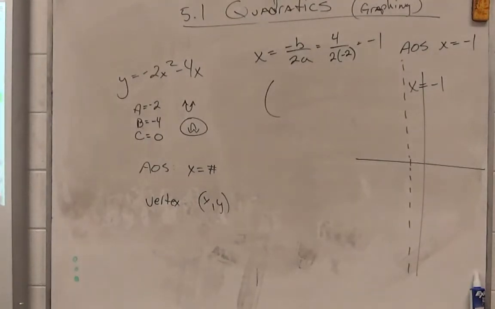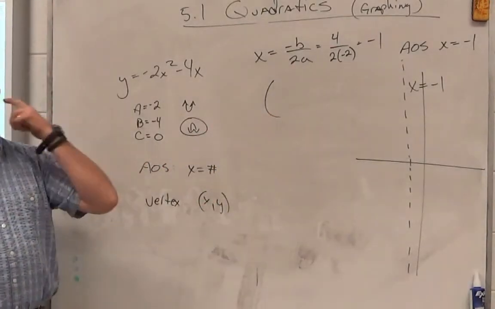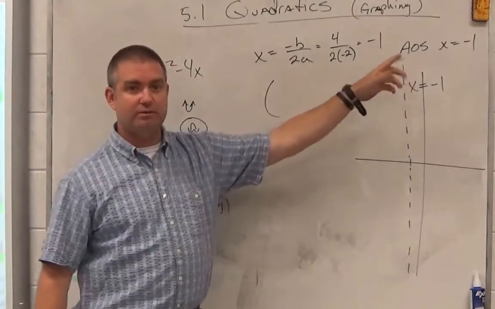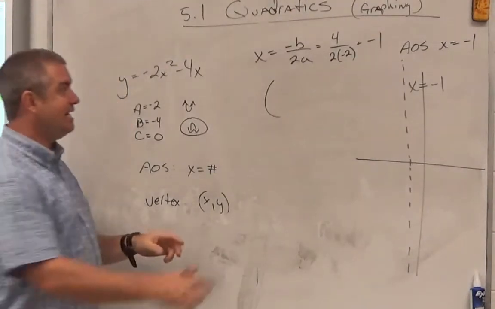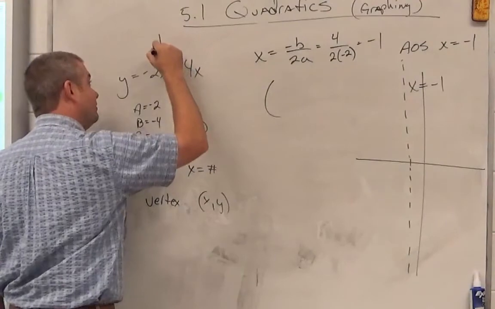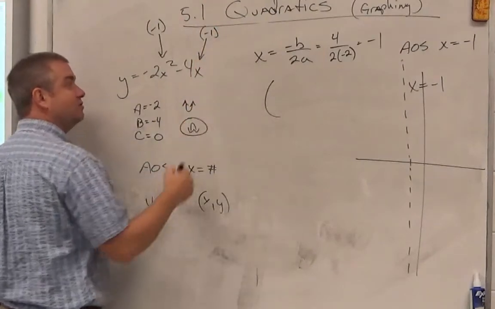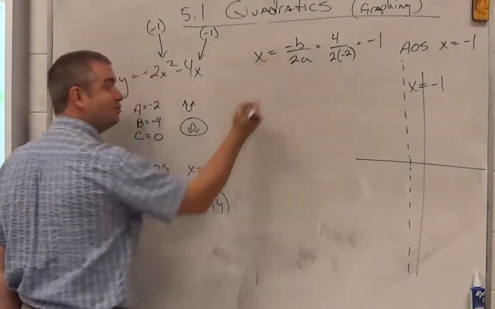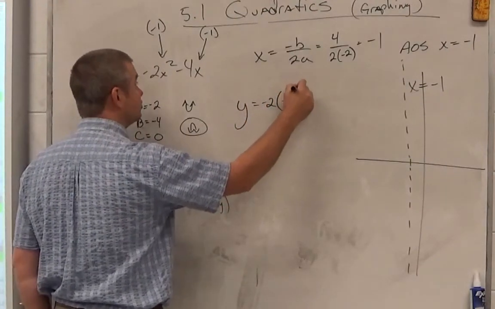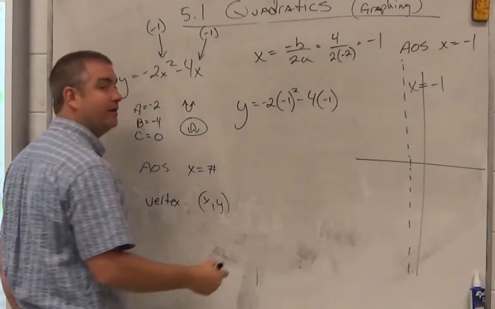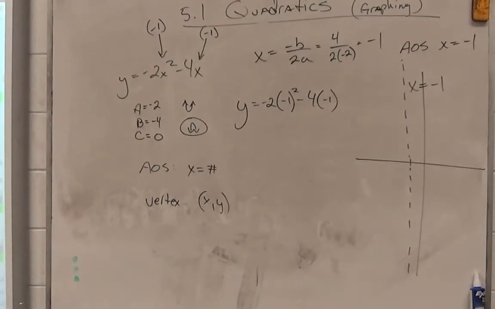Okay, questions? All right, what's the last step? How do we find the vertex of this parabola? If I know that x equals negative 1, what's my key phrase? Three words. Plug it in. Take negative 1 and plug it in both those spots. Now students struggle with this. That's why I said PEMDAS. Watch. Y equals negative 2 times negative 1 squared minus 4 times negative 1. You've got to know to square first, then multiply.